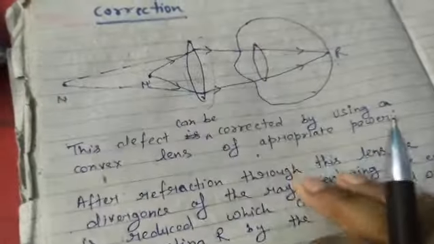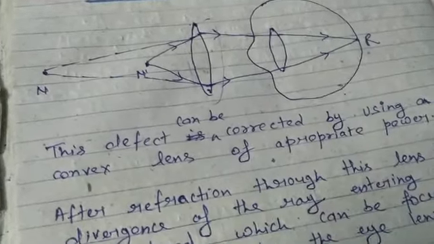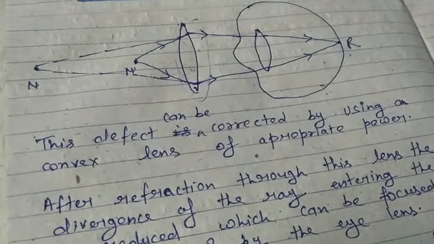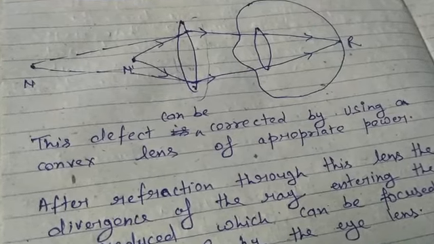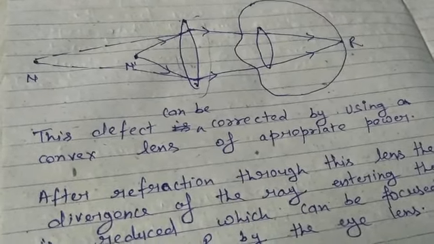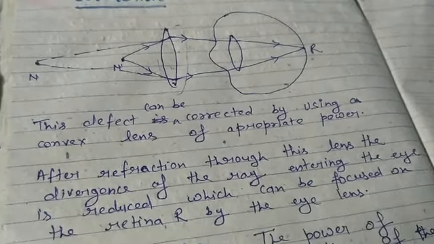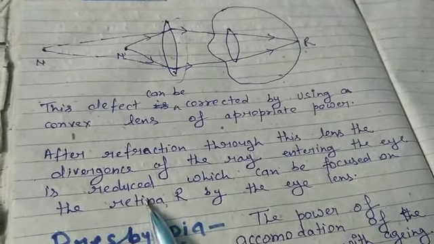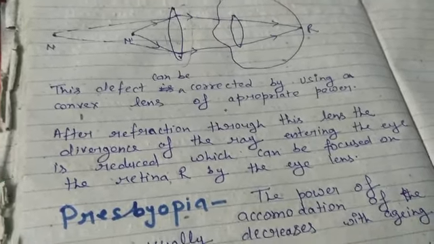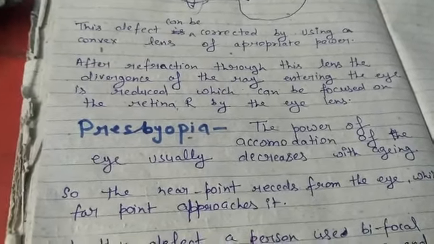For that we will use a convex lens. So this defect can be corrected by using a convex lens of appropriate power. After refraction through this lens, the divergence of the rays entering the eye is reduced, which can be focused on the retina by the eye lens. Now the third defect is presbyopia.